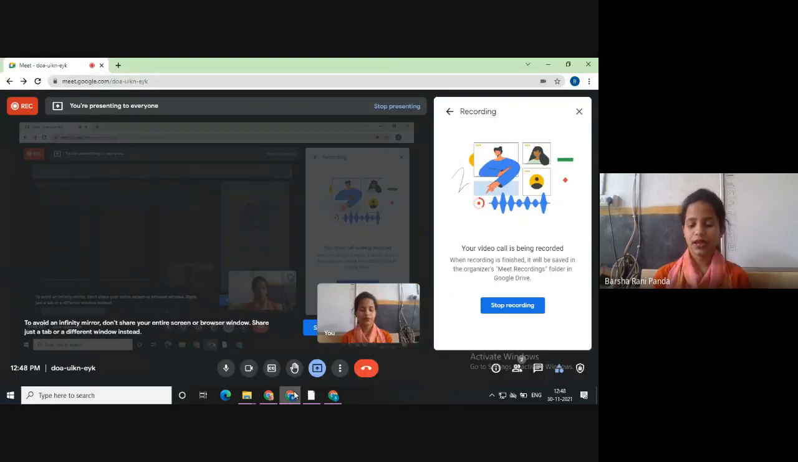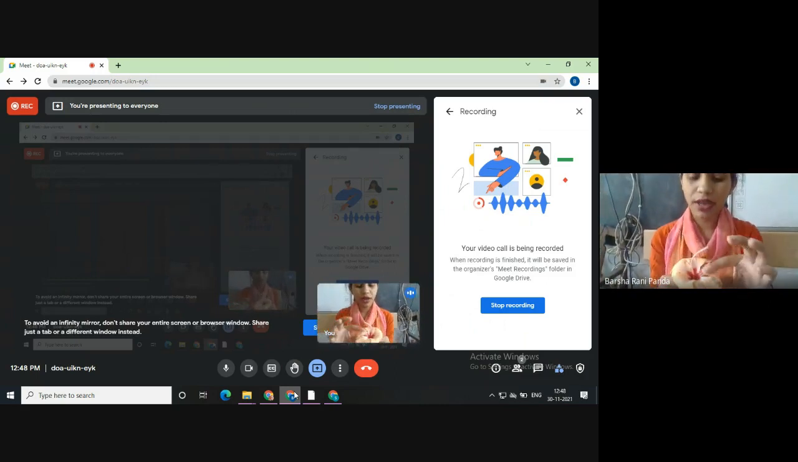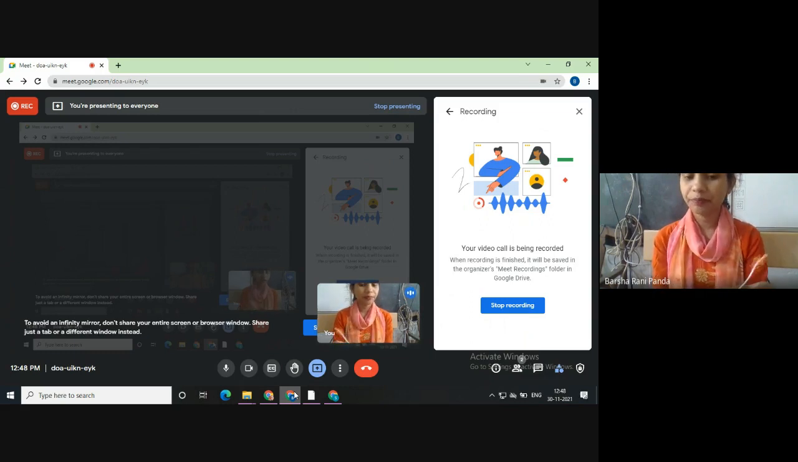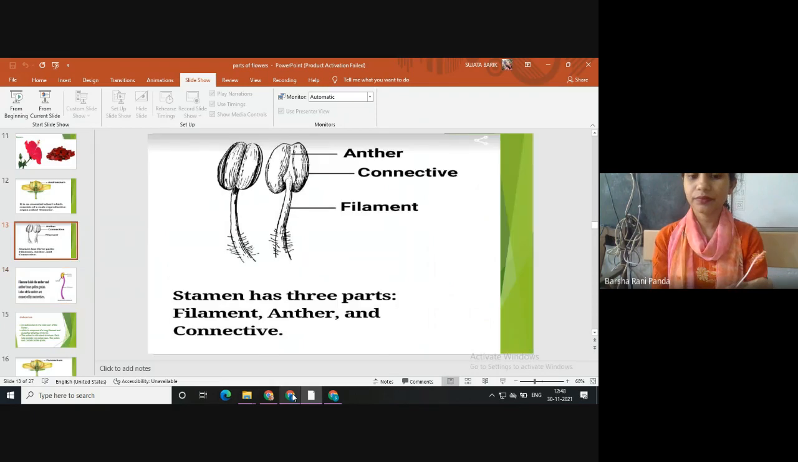Let me show you. As you can see, if I remove the petals of the flower, then you can see a slender tube-like structure. This is the slender tube-like structure which is called filament. And this region is called anther. And the filament and the anther are connected by connectives. The filament and the anther are connected to each other by the connectives.